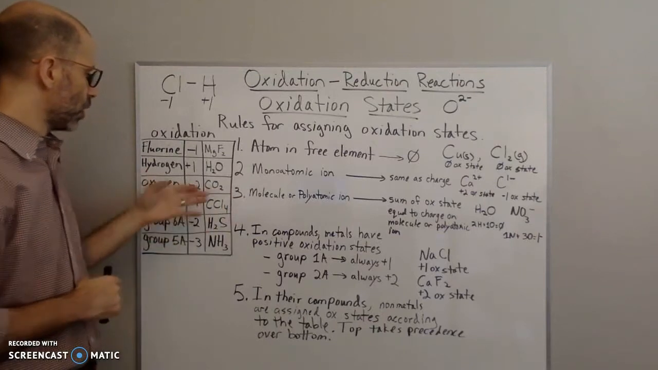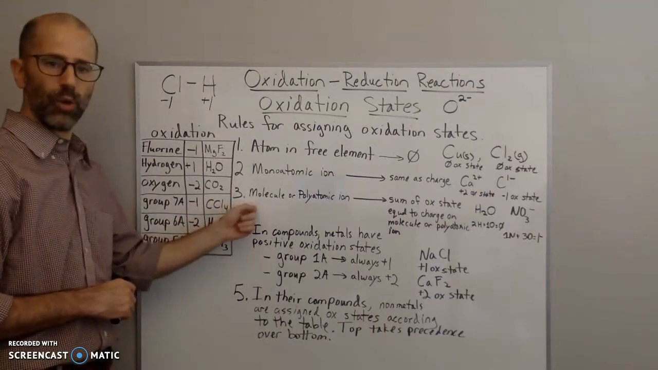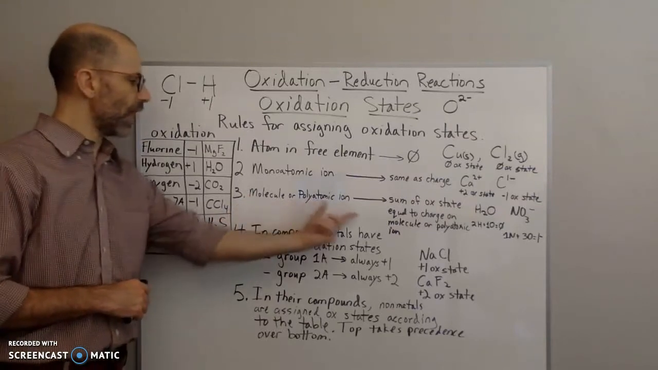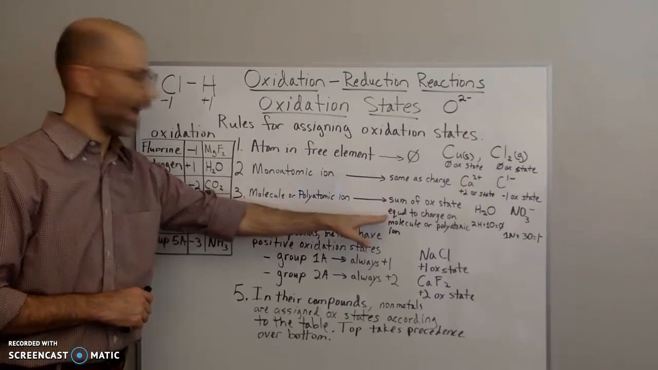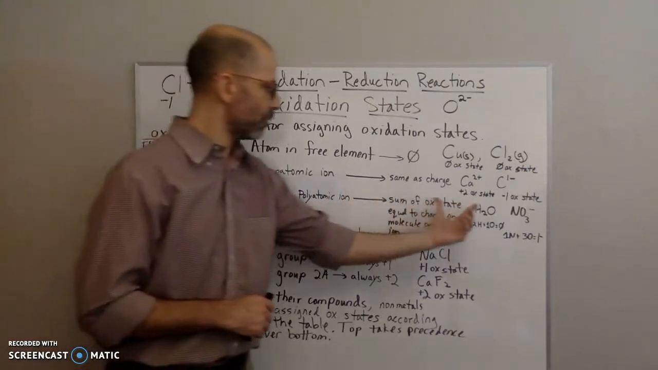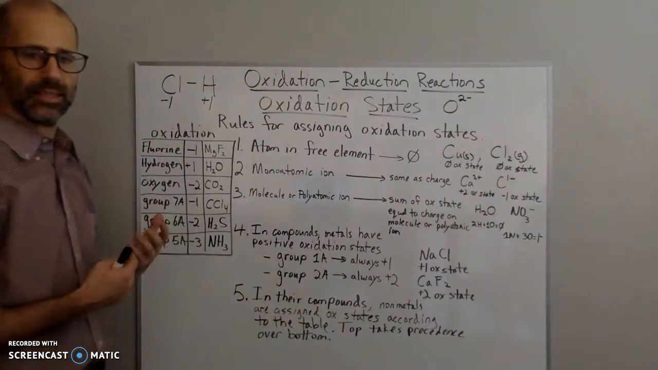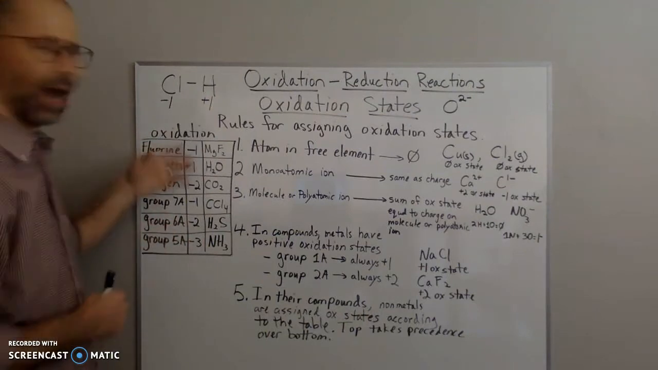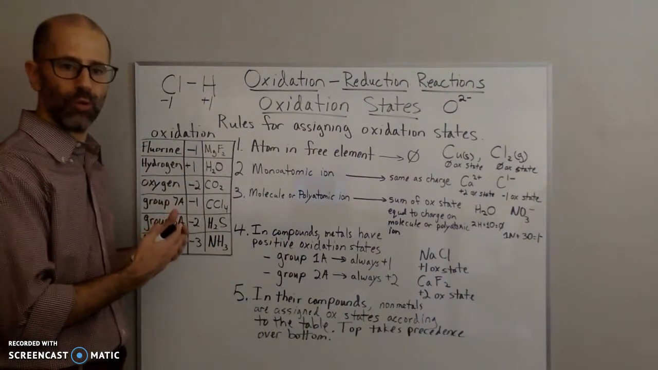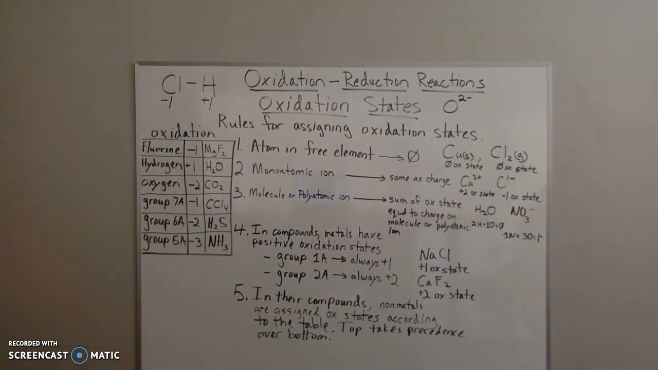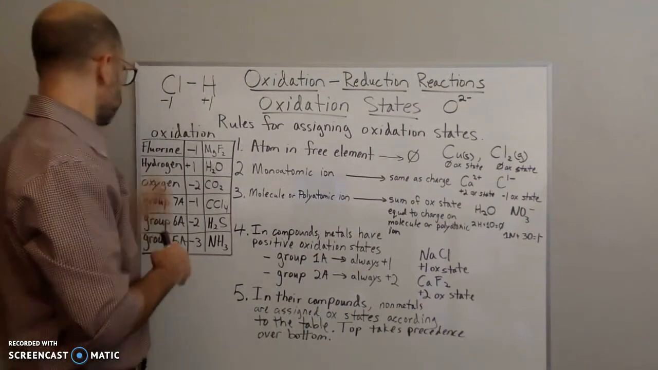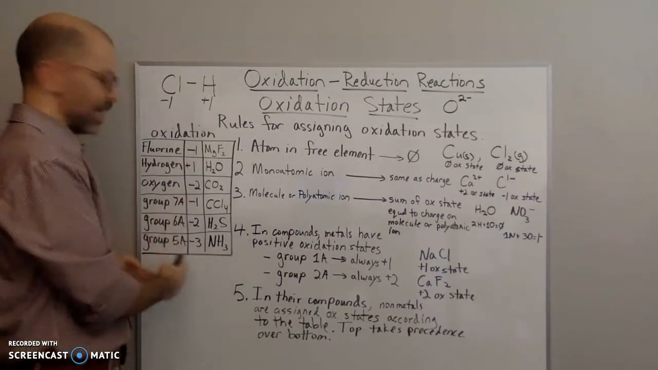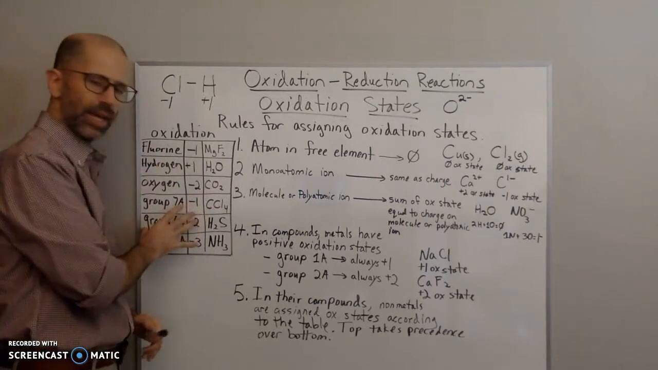Because remember, rule 3 always has to be held. You always have to hold 3, that the total oxidation states of your compound or your polyatomic ion has to equal the charge of the molecule or ion. So you have to use that to calculate the oxidation states on any elements that are left over or any elements that are not on the table. So for example, carbon is not on here. So all of these would take precedence over carbon.